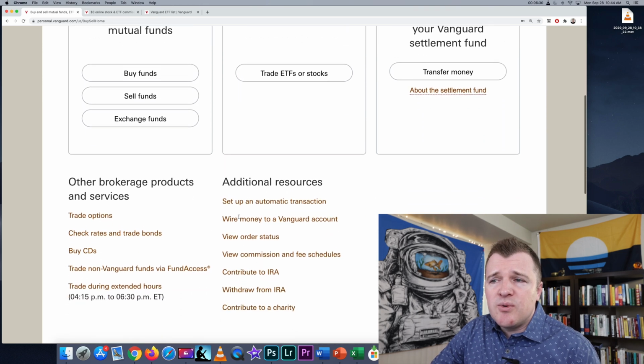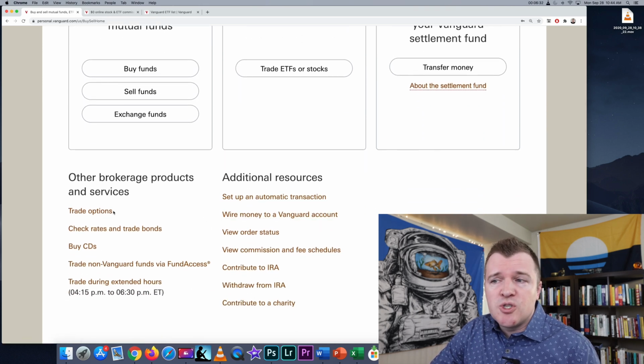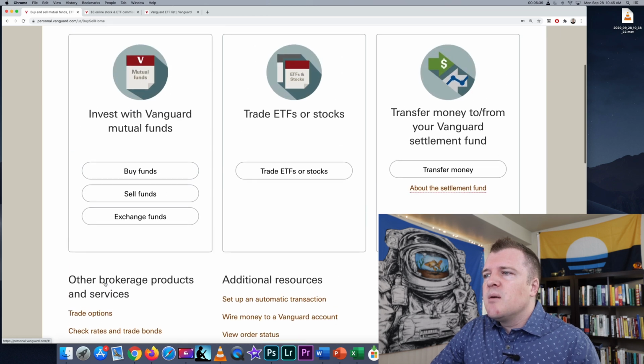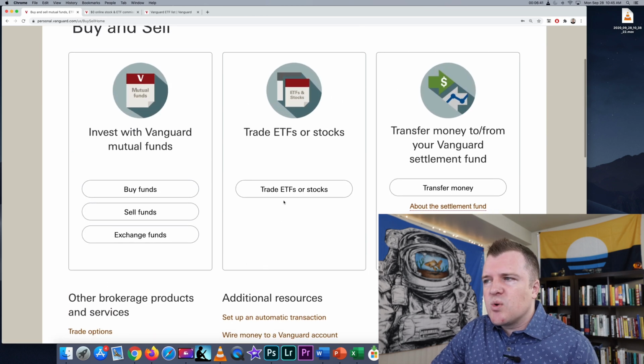If you scroll down, they do have other things available to you, such as trading options, buying CDs, trading during extended hours, which is a nice feature. But we're just going to click on Trade ETFs or Stocks.